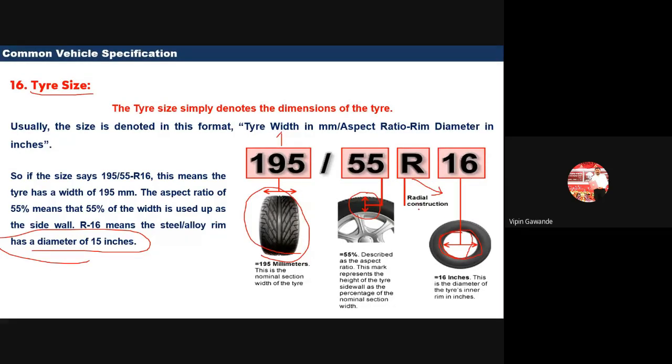Okay, so the R is given, but this is the diameter of the rim. So ratio and rim diameter. This R is for rim diameter. So you have to remember that one, that is the rim diameter. I have told you, this may be an MCQ question for you: what does 195 mean, what does 55 mean, and what does 16 mean.